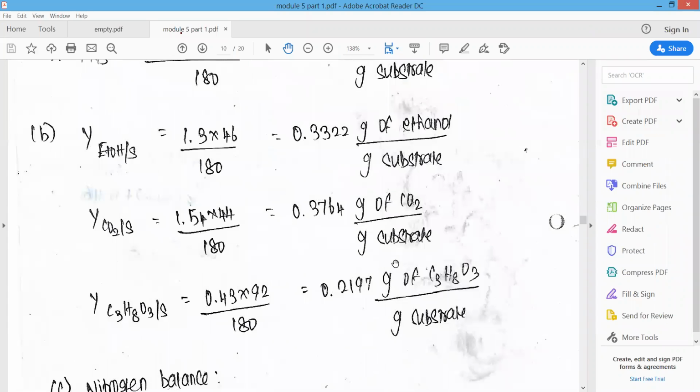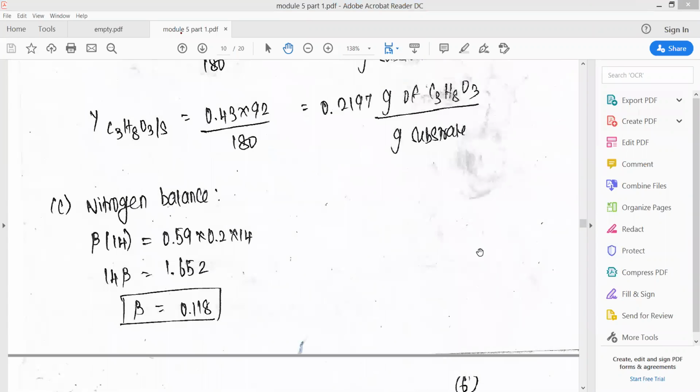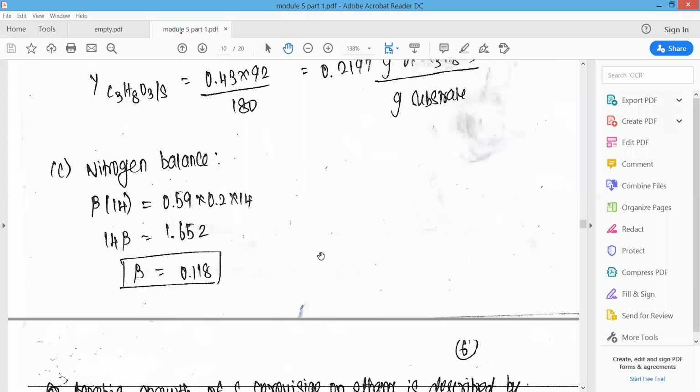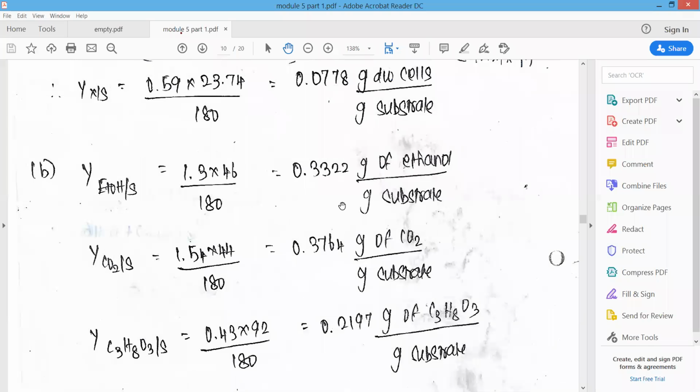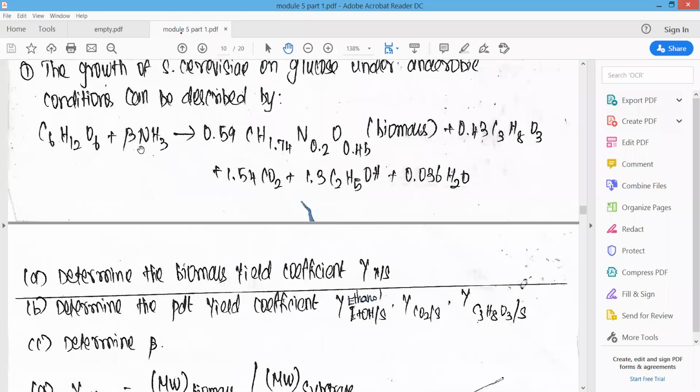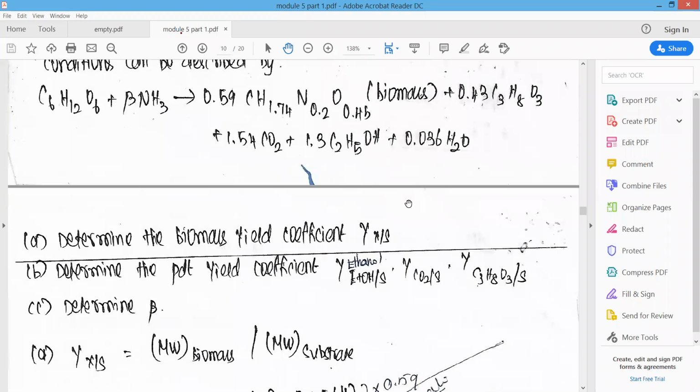And the next problem is, we have to find the beta. Okay, so for beta we will see here. Beta NH3. So out of this nitrogen and hydrogen, nitrogen is having less amount. So if you do the nitrogen balance, you will get the answer easily. Either nitrogen balance or hydrogen balance will give you the beta value. Out of that, nitrogen is simple, so we will take the nitrogen.